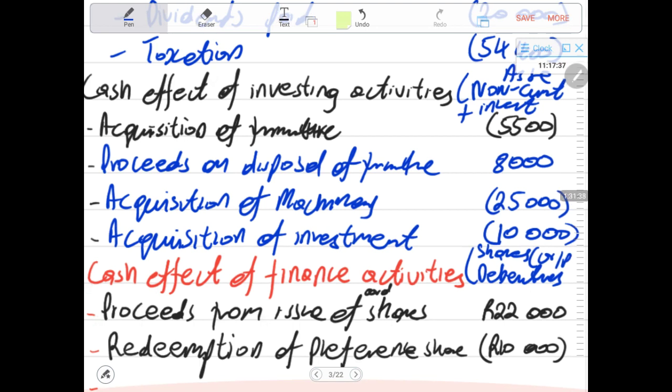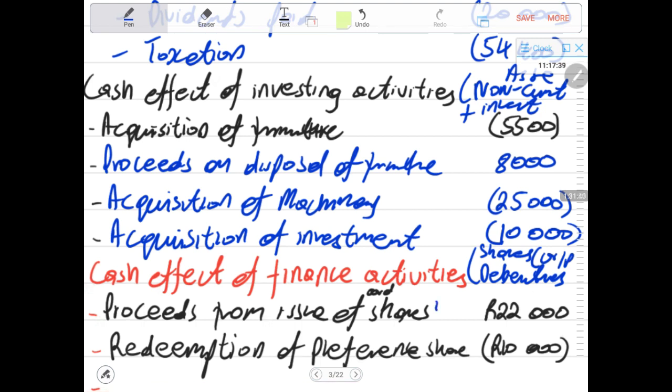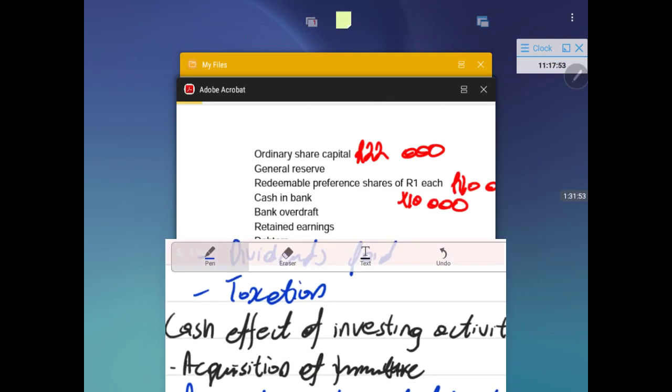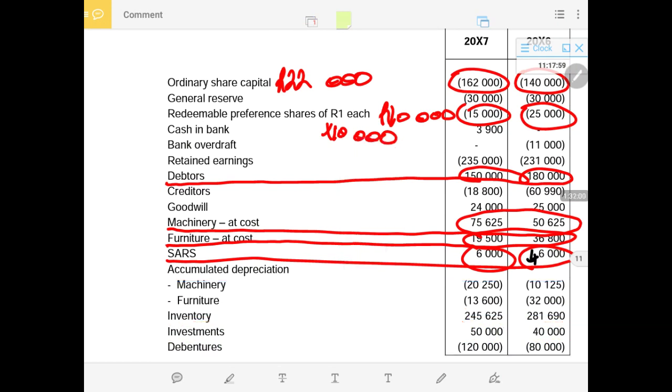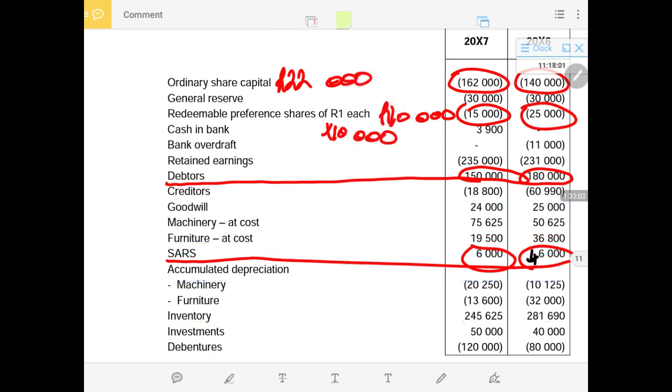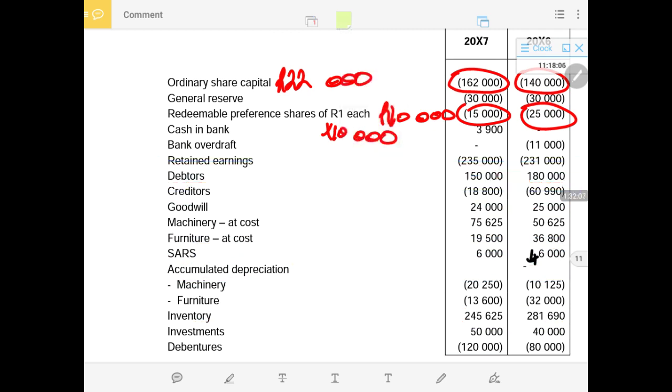Now we have dealt already with the proceeds from the issue of ordinary shares. We dealt again with the redemption of preference shares. The only one that will be left, if we do have one, it will be that of debentures. Let us look if we do have debentures or not. You need to master, guys, what goes into the cash flow. The minute you know what goes into the cash flow, then it becomes easy for you to answer the questions and where to go when you're done with another part of the cash flow.